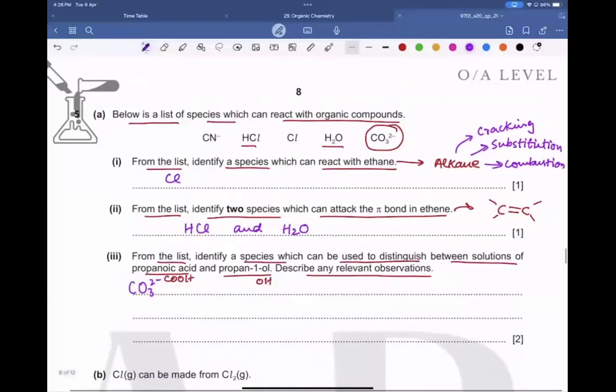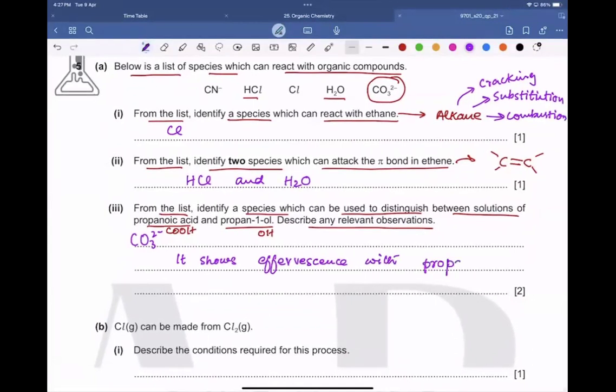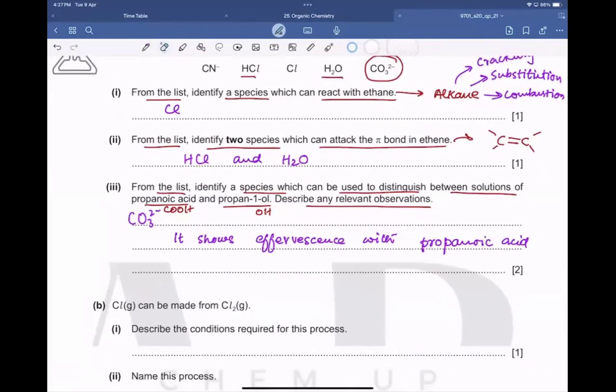Okay. So carbonate, it shows effervescence with propanoic acid and shows no change in propanol. Till here, is this clear to all of you?